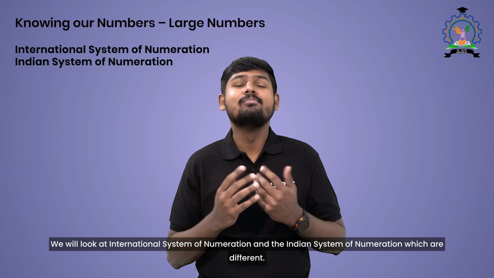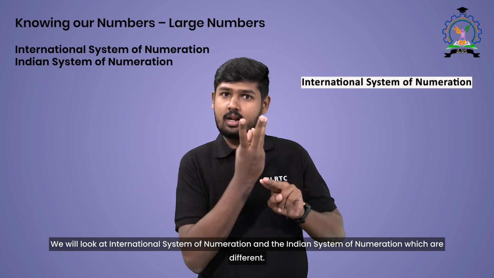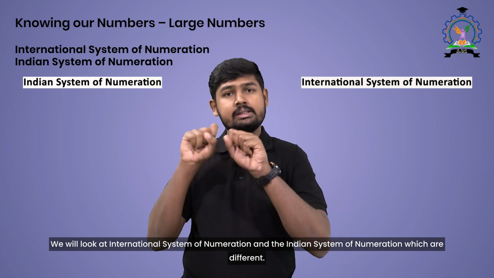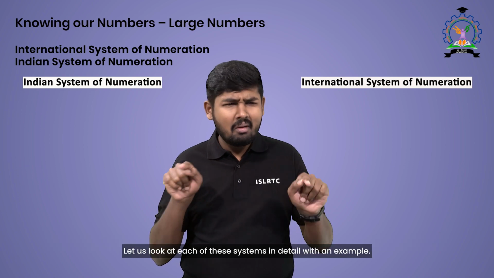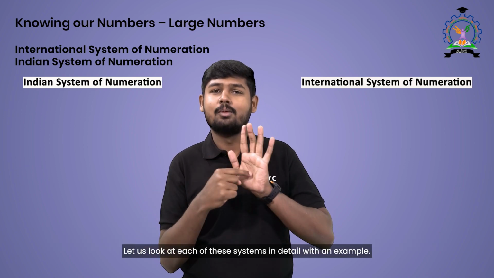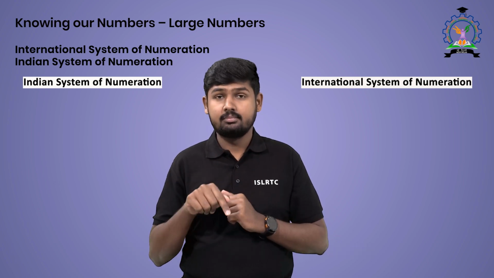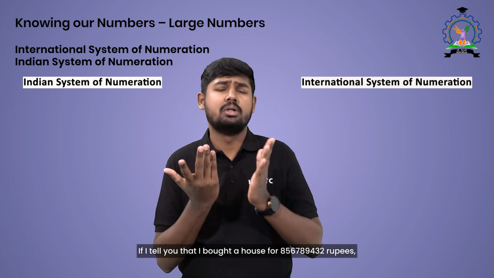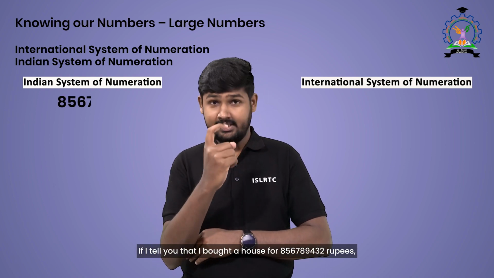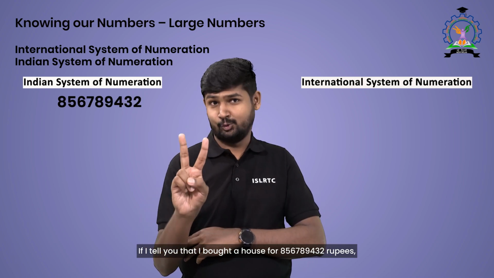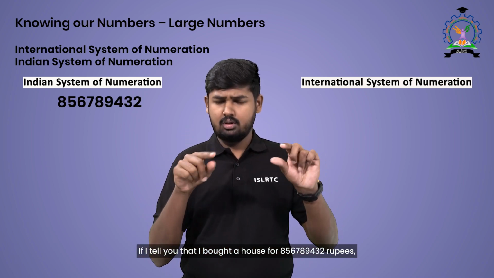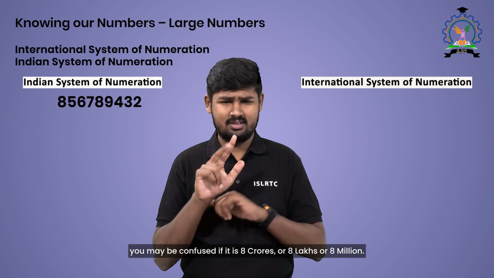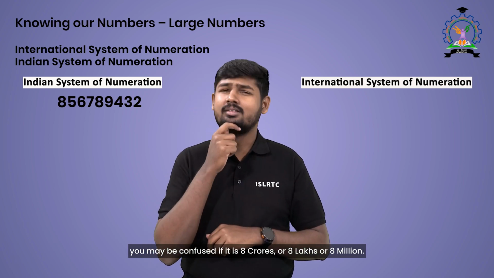We will look at the International System of Numeration and the Indian System of Numeration, which are different. Let's look at each of these systems in detail with an example. If I tell you that I bought a house for 8,567,89432 rupees, you may be confused if it is 8 crores, or 8 lakhs or 8 million.